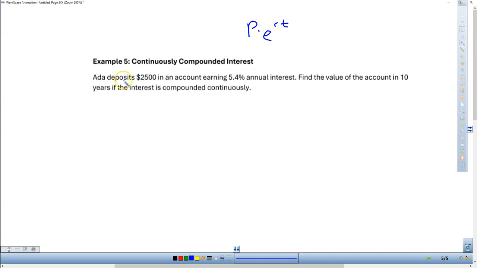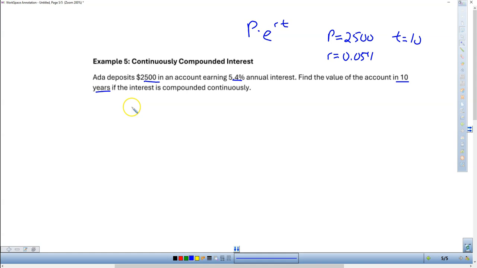So if we look at Ada's account, you can see she has a very similar value. She's putting in $2,500 at 5.4% interest, and we want to find the value in 10 years. So let's go ahead and pull out some identifying information. We know that P is going to be 2,500. We know that our rate is 0.054, and we know that our time is 10.